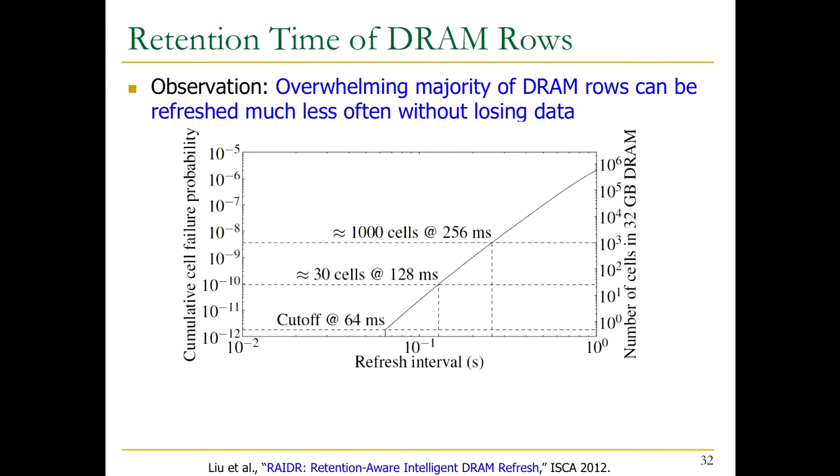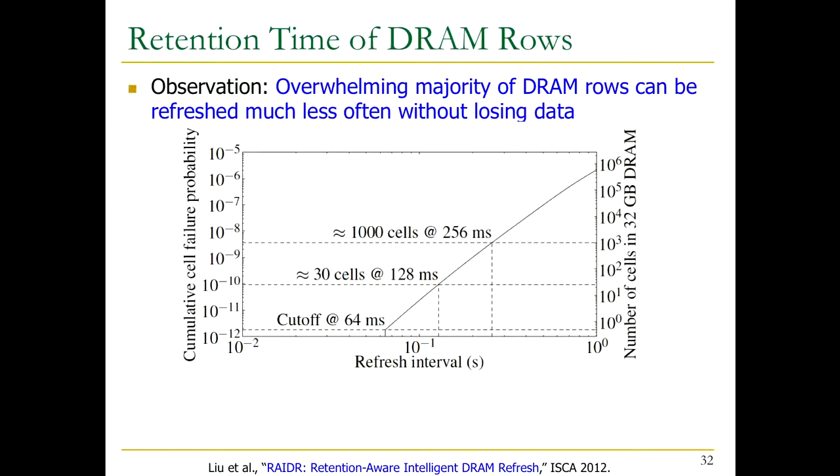Okay, so let me repeat the observation, because I'm going to give you a very simple solution. You don't need to understand a lot of the details of it. Basically, we saw that an overwhelming majority of DRAM rows can be refreshed much less often without losing data. And these are real numbers from Samsung. You have this refresh interval. The axis is not that great, but this is 64 milliseconds. This is the number of cells in a 32 gigabyte DRAM that are failing if you move the refresh interval to be 128 milliseconds, about 30 cells. If you move the refresh interval to be 256 milliseconds, you get failures in only about 1,000 cells. Not a whole lot, right?